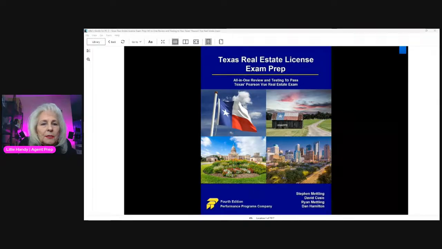This was published in 2024, so it covers all the new contract issues and, of course, national. It has national and Texas questions, and reviews all the information that you need to know to prepare for your national and your Texas exams, instead of reading all your different books.